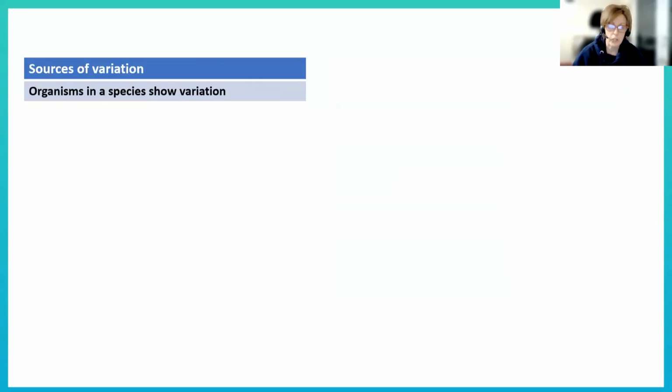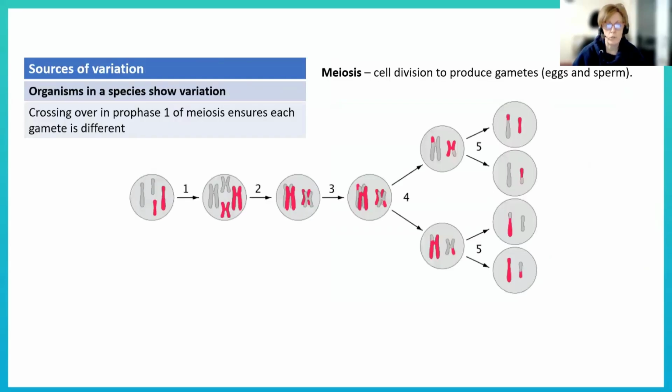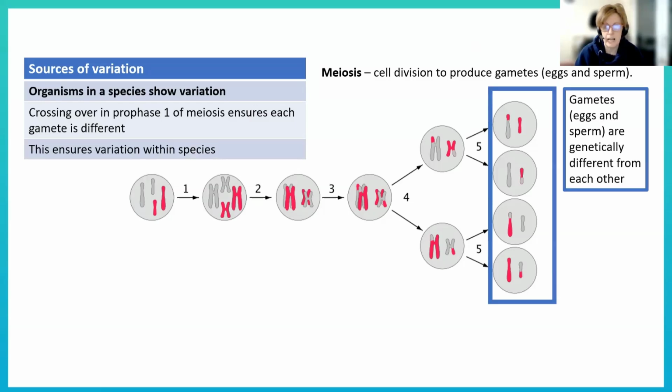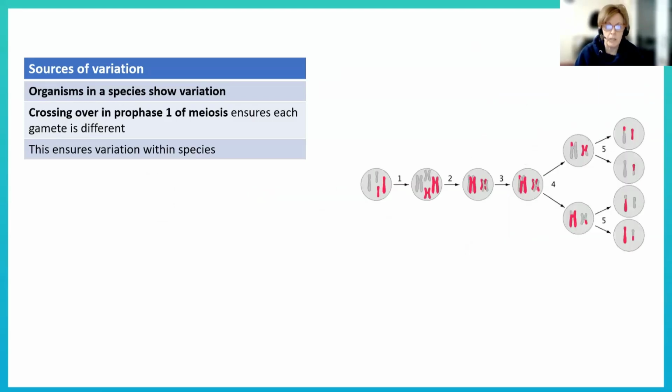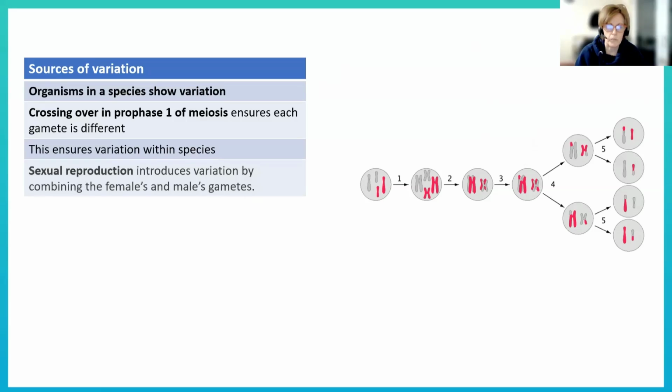So organisms show variation within the species because of this crossing over that occurs here during prophase 1. It ensures that each gamete is a little bit different. So instead of having all the grey or red chromosomes, you can see there's mixtures of grey and red. There's different combinations of genetic material in the daughter cells compared to the parent cell here. So it ensures there's variation. It keeps the variation within the species, allows for different combinations of genes, which allows survival. And it's this crossing over phase that's really important.